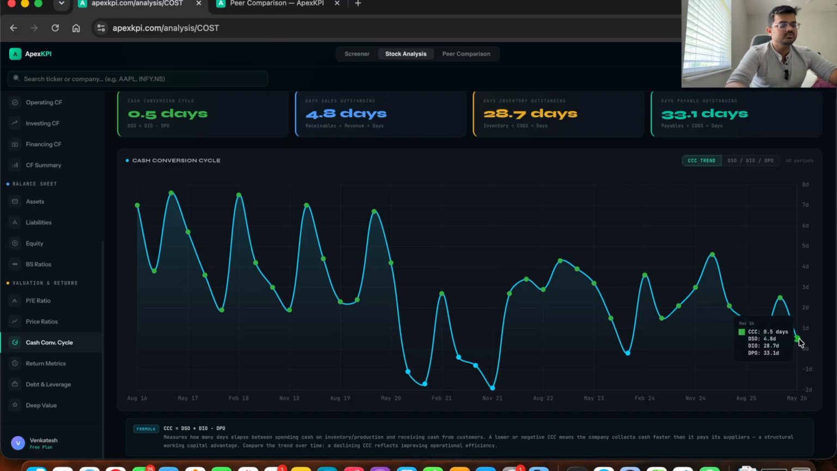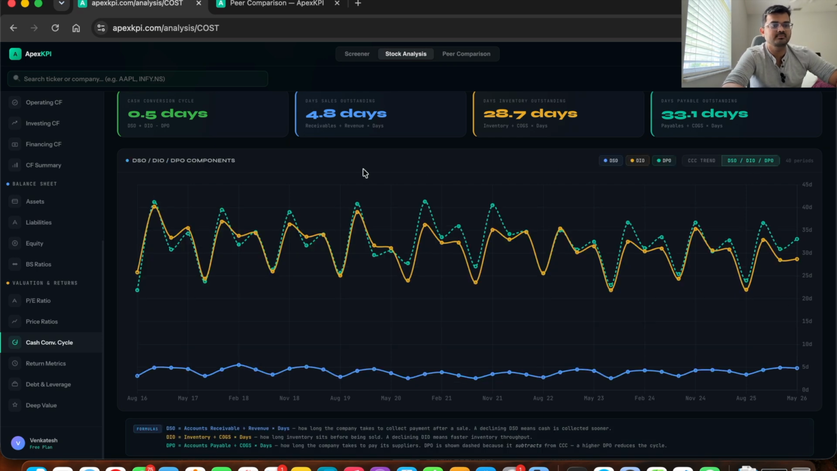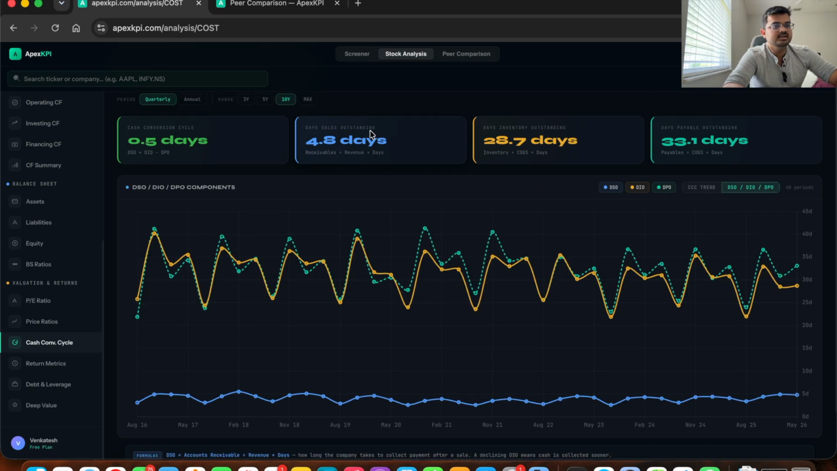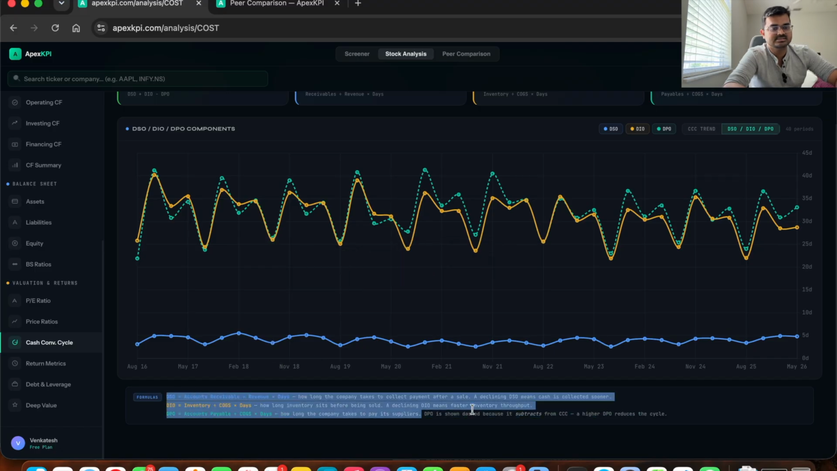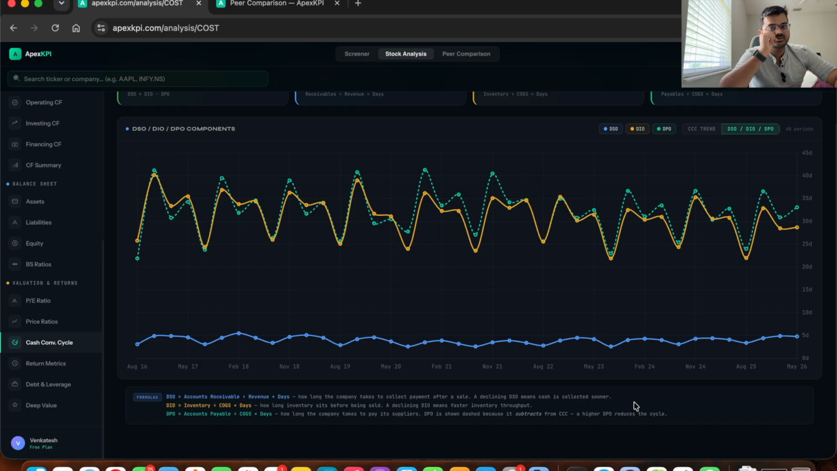If you are curious how this value of 0.5 days is calculated, you need to understand three metrics: DSO, which is days sales outstanding, DIO, days inventory outstanding, and DPO, days payable outstanding. Again, if you're curious how DSO, DIO, DPO are calculated, you can just scroll down. I also have a slide widget here which you can read through. Days sales outstanding, or DSO, is how long it takes for the business to collect the cash back from the customer.